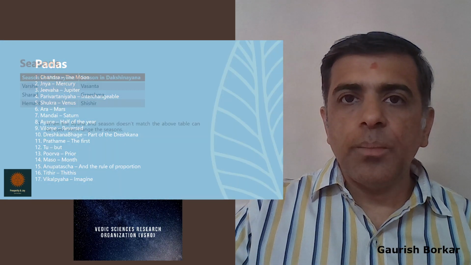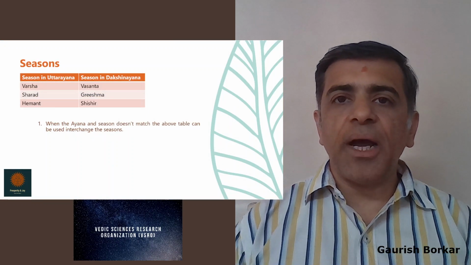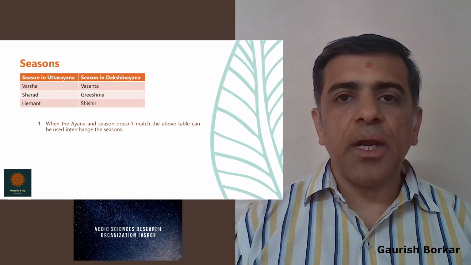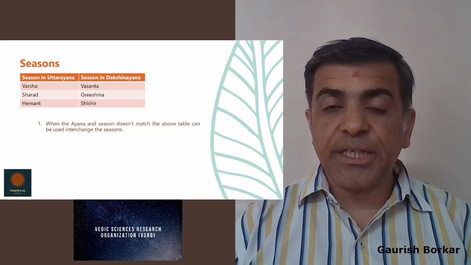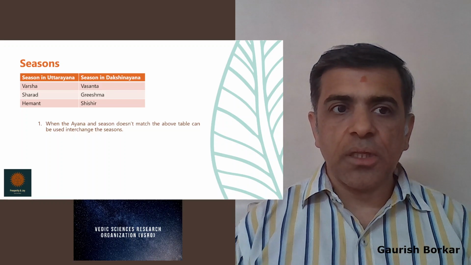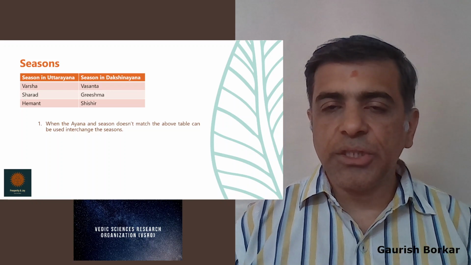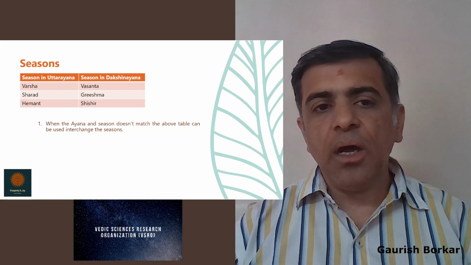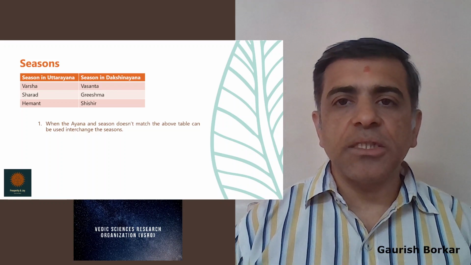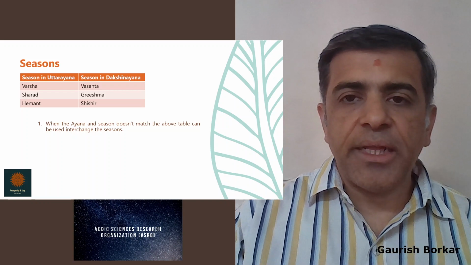Now let's look at the meaning of it. In case the ayana doesn't match with the season or the rutu, then seasons in Uttarayana can be exchanged with the seasons in Dakshinayana. For example, Varsha can be exchanged with Vasanta, Sharad can be exchanged with Grishma, and Hemanta can be exchanged with Shishir. Naturally, the vice versa is also true. So these can be interchanged in case the ayana doesn't match with the season. This is what the first half of the stanza tells us.